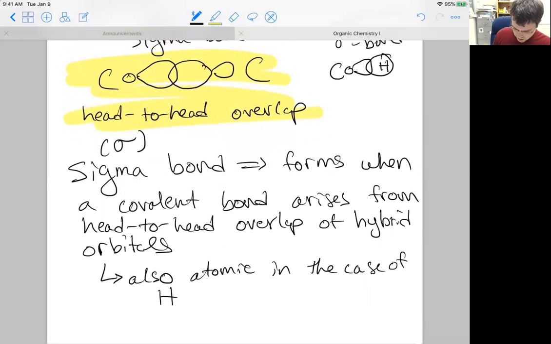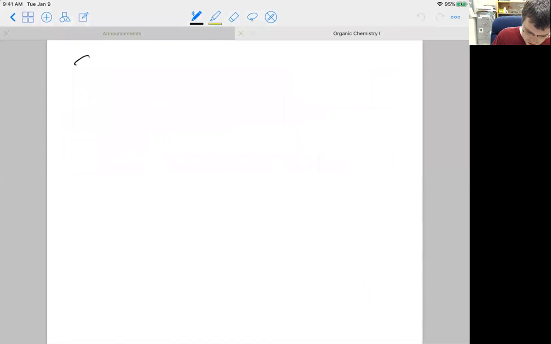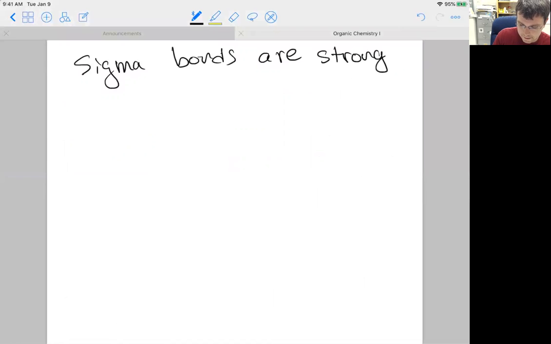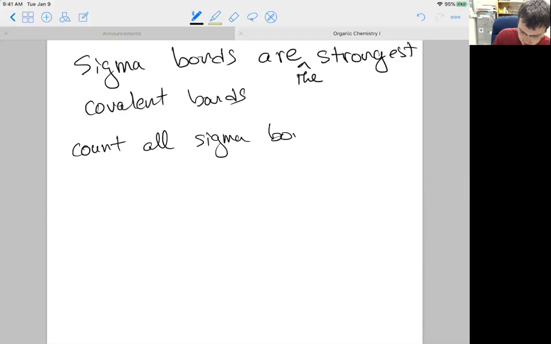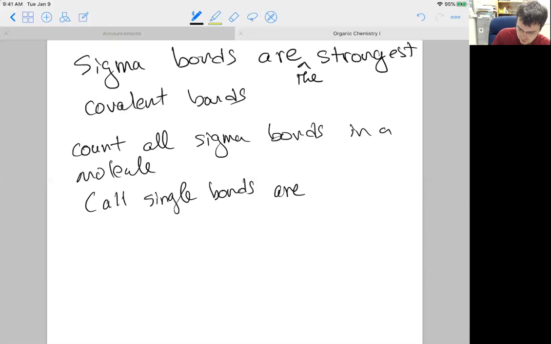So, sigma bonds are another important term. Sigma bonds are strong covalent bonds. Really, they're the strongest covalent bonds. A really good thing to be able to do is count all sigma bonds in a molecule. So I'm recommending that that's what we do. I want to be able to give you molecules and have you count the number of sigma bonds that are present. So let's just start with this. All single bonds are sigma bonds.